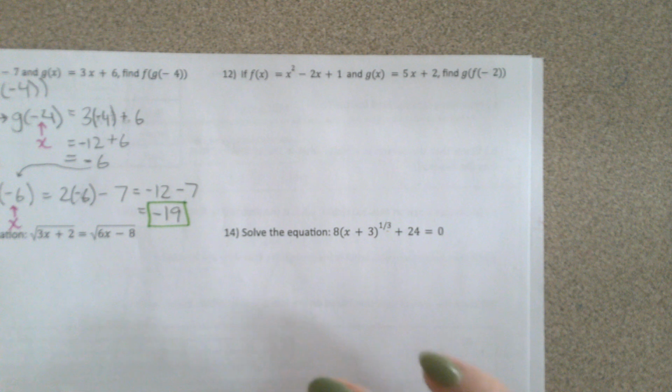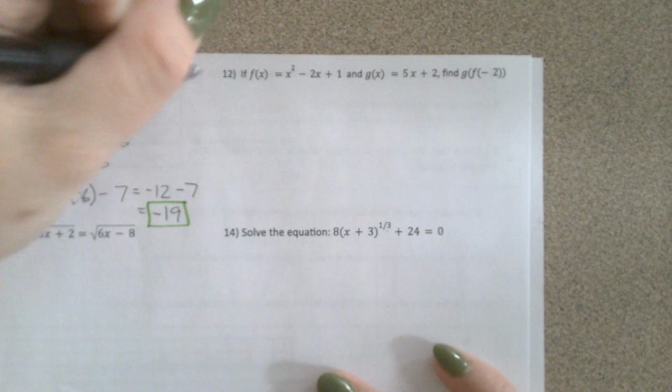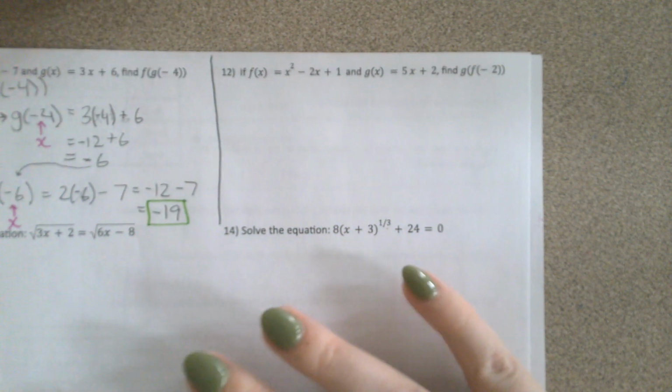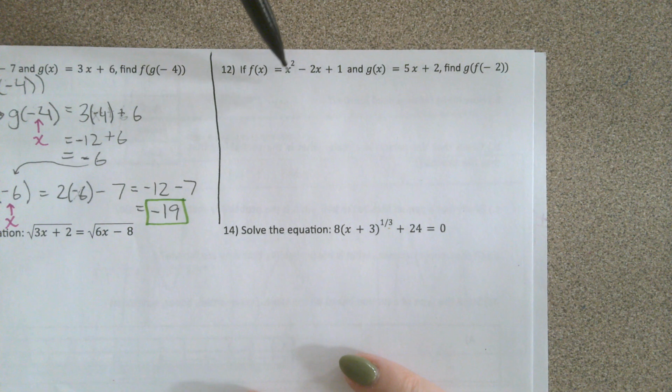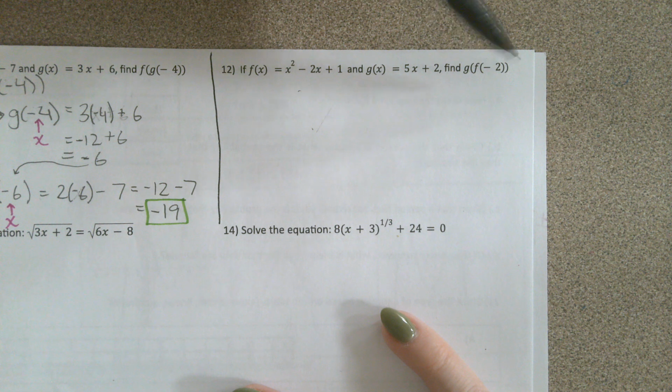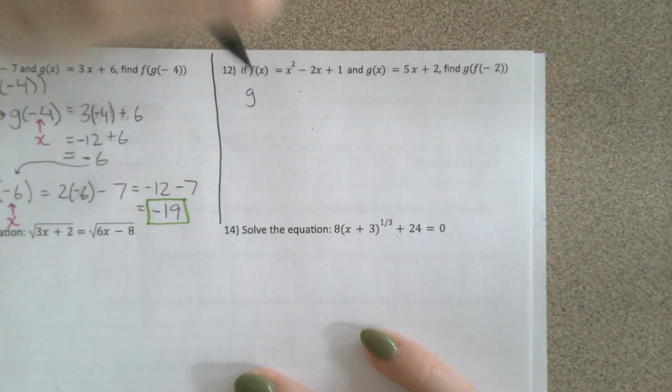Let's do that one more time in number 12. Same process. I'm going to block this off just in case. If f of x equals x squared minus 2x plus 1 and g of x equals 5x plus 2, find g of f of -2. So I'm going to write that down.